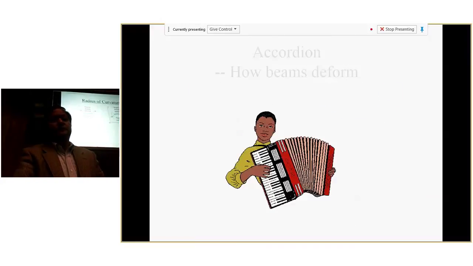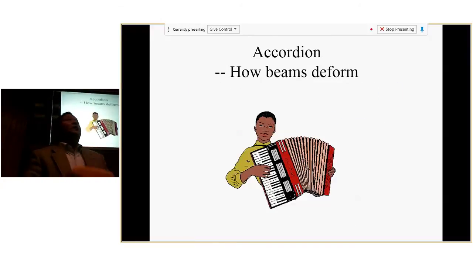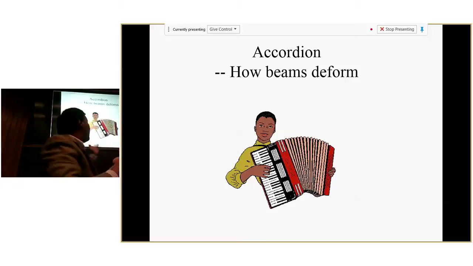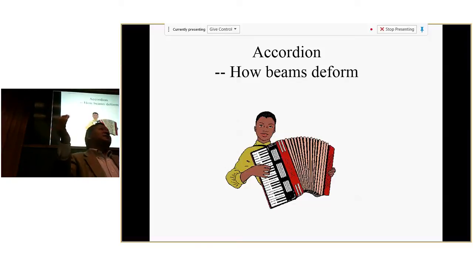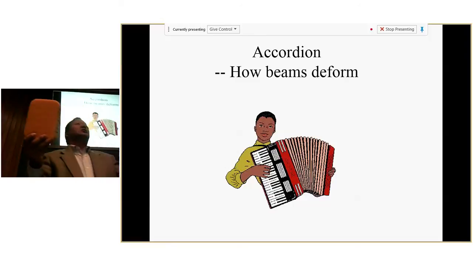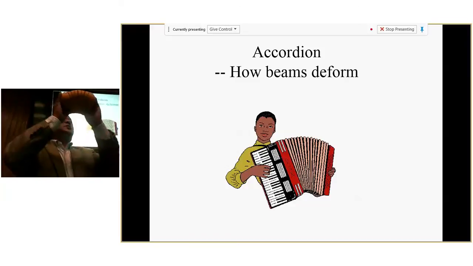It's like an accordion here. I found this picture from the internet. When you move it around, all these planes remain as rigid planes. That's how things deform in a beam. So is that easy to accept as a plane?